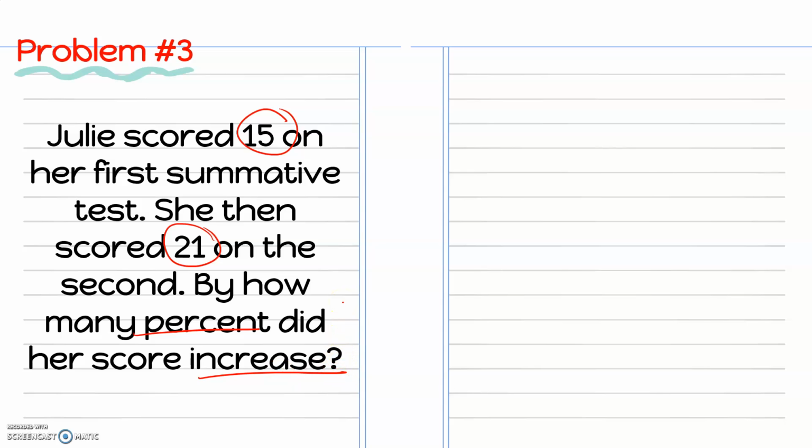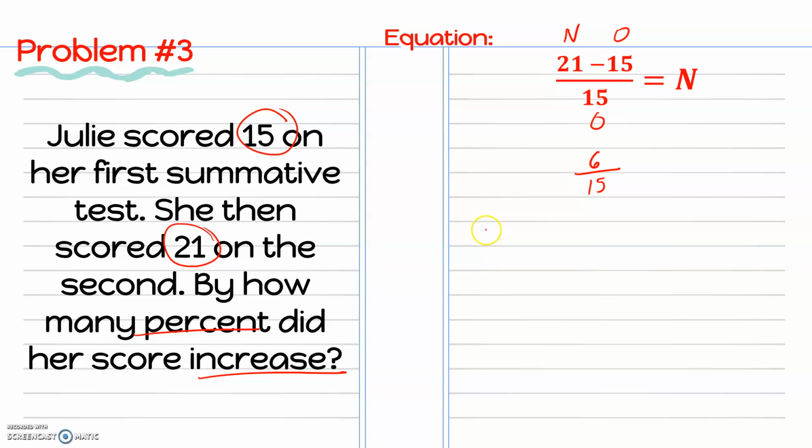And for us to do that, we'll have 21 minus 15, which is the new value minus the original value, divided by the original value. And again, this is our formula in finding the percent of increase. So let's solve. We have 21 minus 15, that is 6. Then we'll divide it by 15.